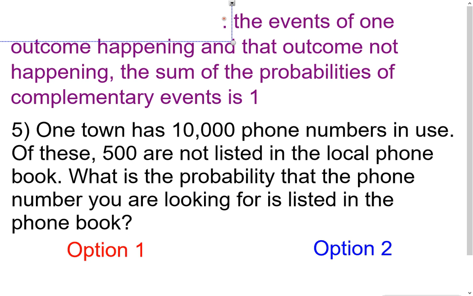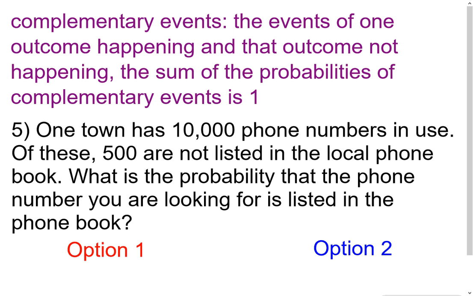Now, this next little piece of vocab talks about the events of one outcome happening and that outcome not happening. So think about the last problem we had, the probability of pulling out a blue marble and pulling out something that's not blue. So the opposites of each other, a lot of times I like to think of it as. Now, the other part of this, notice it says the sum of the probabilities of complementary events is 1. So if we look at the probability of one thing happening and then the probability of that same thing not happening, if we add those two probabilities together, it will always equal 1.